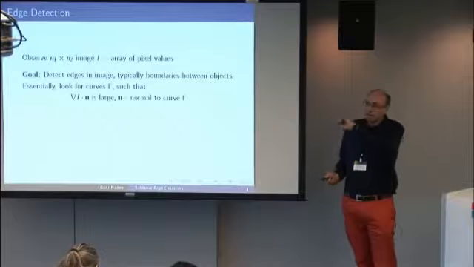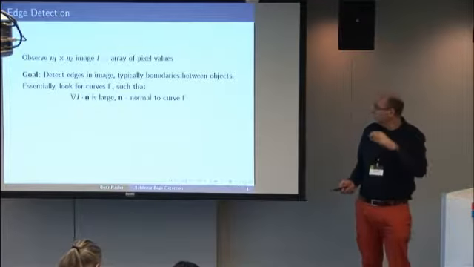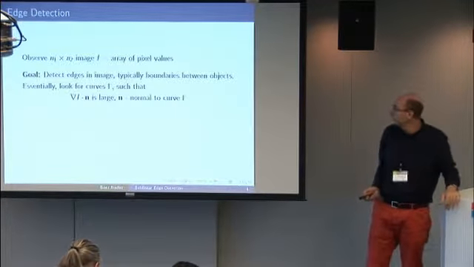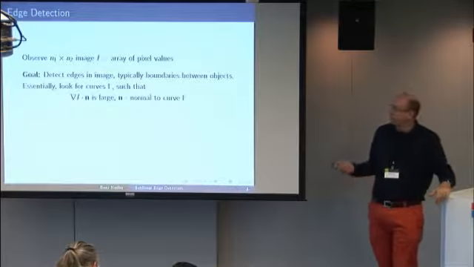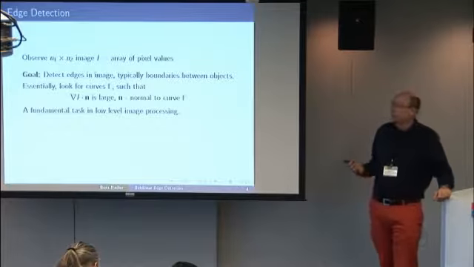So what is edge detection? You take an image. There is an image, n1 by n2 pixels. It's just a matrix of values. And your goal is to detect edges in this image. It's typically boundaries between objects. And essentially, you can think about it as there are curves in this image, so that if you take the gradient of the intensities in the normal direction to the curve, you get large gradients. Okay? It's a fundamental task in low-level image processing.